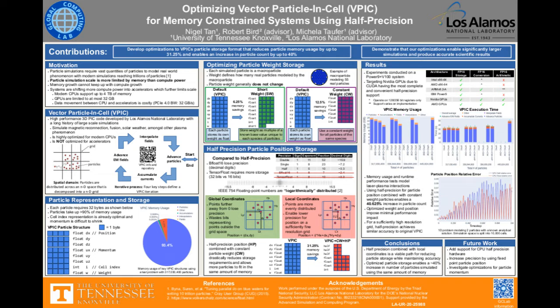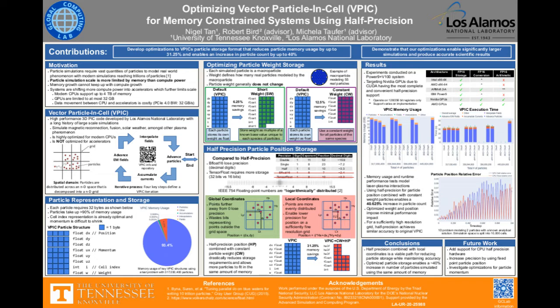Particle weight does not tend to change during a simulation, so we can replace that 32-bit float with a 16-bit integer representing a multiple of some known base value. If we know the particle weight does not change at all during the simulation, we can remove it entirely from the particle structure and use a constant weight. These optimizations allow up to 12.5% reduction in memory usage.